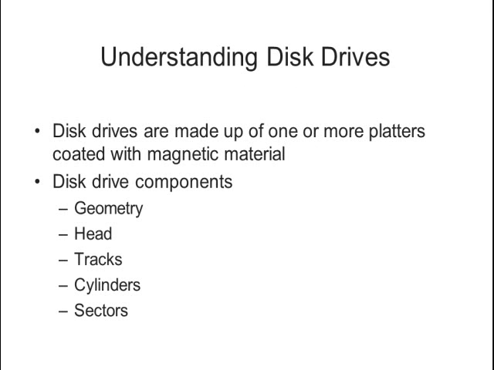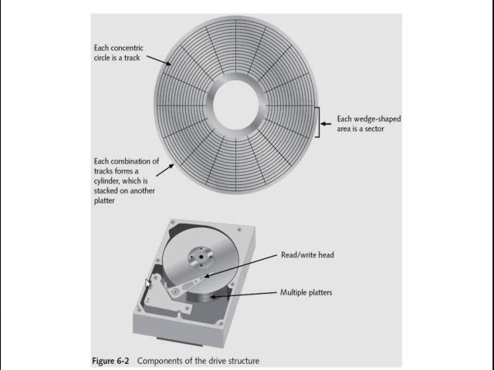Disk drives are made up of one or more platters coated with magnetic material. Some of the drive components include the geometry, the heads, the tracks, cylinders, and sectors. Each concentric circle is a track. Each wedge-shaped area is called a sector. Each combination of tracks forms a cylinder, which is stacked on another platter.